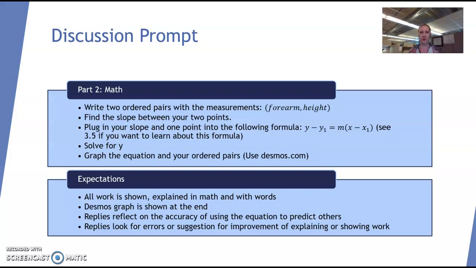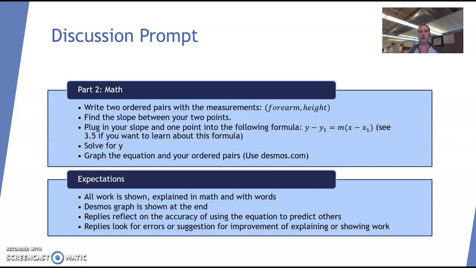So the expectations for this discussion is all your work is shown and explained in math and in words. You're not just showing the math. You need to explain what you're doing. Tell us who you got the numbers from, what are your values, what is the slope, what does the slope mean, explain each step in words in addition to the math. That helps others learn, and then it helps you because you're teaching us, which helps you understand things more. Make sure you have your Desmos graph shown at the end.